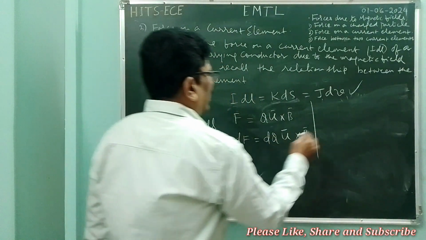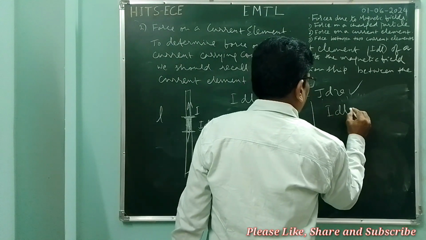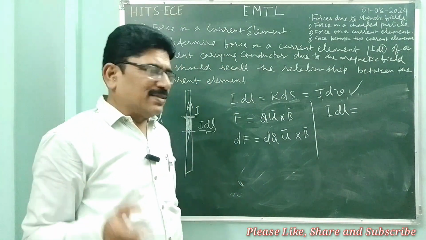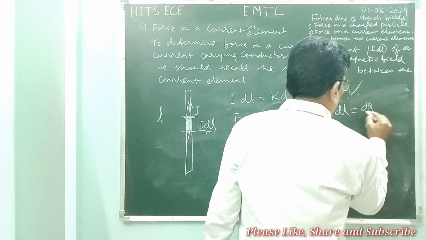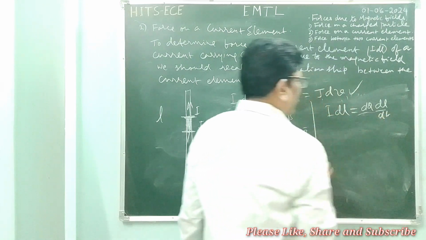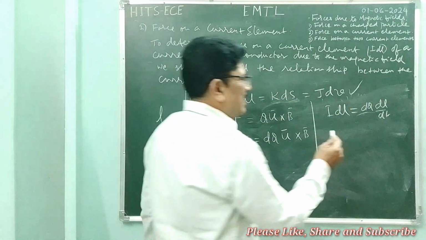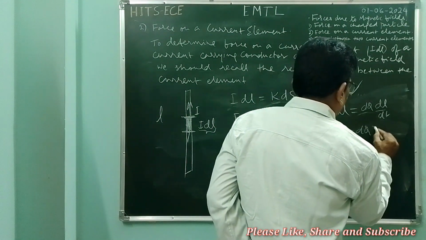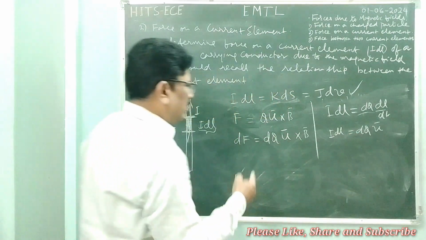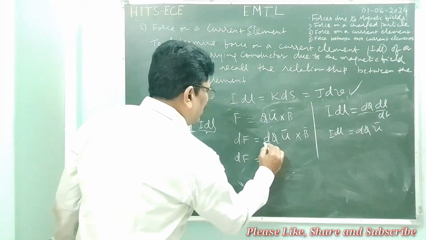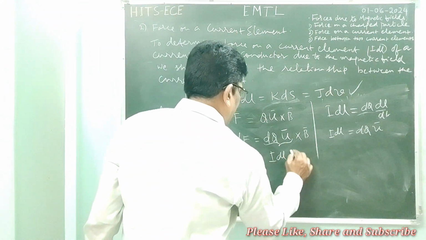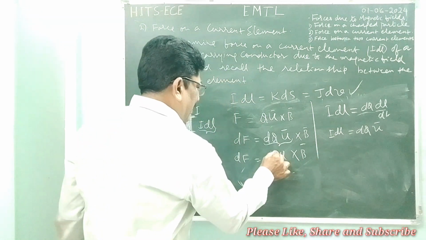Let us find out I dl from the definition of current. The definition of current is the rate of flow of charge, that is dq by dt. I am writing dq dl by dt instead of dq by dt. So what is dl by dt? dl by dt is nothing but u, the velocity of the charge. So I dl is equal to dq into u. So this dF is equal to, in place of this, you can write I dl cross B.